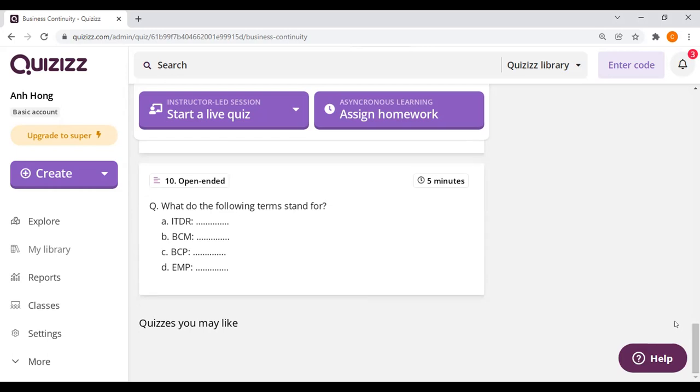And my last question, each of these four terms is used in business continuity planning. Fill in the blanks. So what does ITDR stand for? What does BCM stand for? What does BCP stand for? And what does EMP stand for, which ICAO used as a term. So a little bit of homework, but I think most of them are pretty easy, but skip question five.